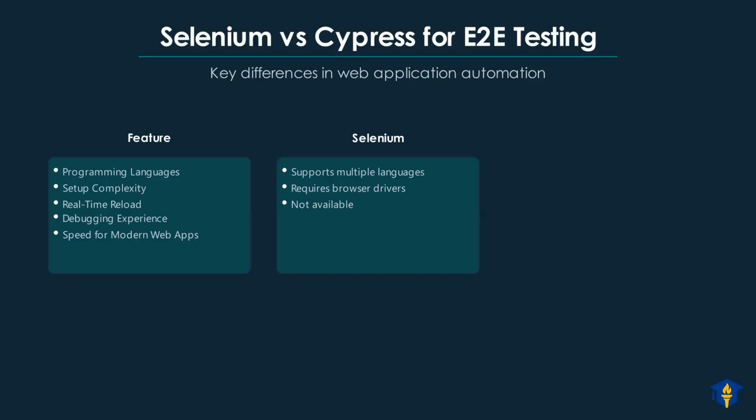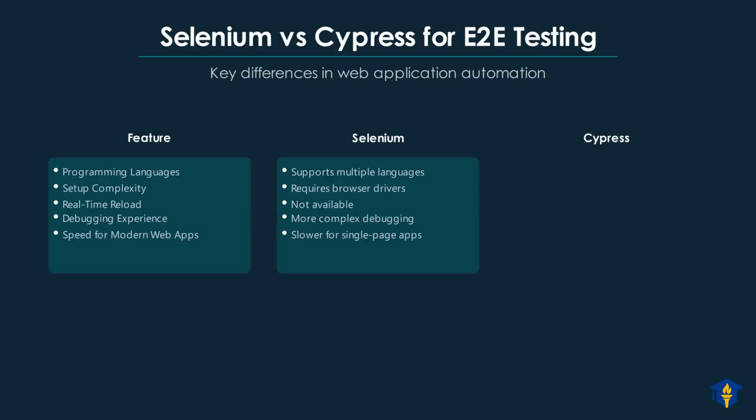A significant point to note is that Selenium does not inherently offer real-time reload during test execution. The debugging process in Selenium can sometimes be more complex, often requiring external tools for effective troubleshooting. For modern single-page applications, Selenium can sometimes be slower due to its architecture and interaction model.